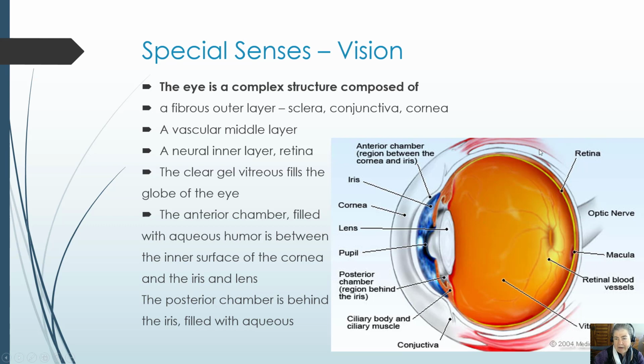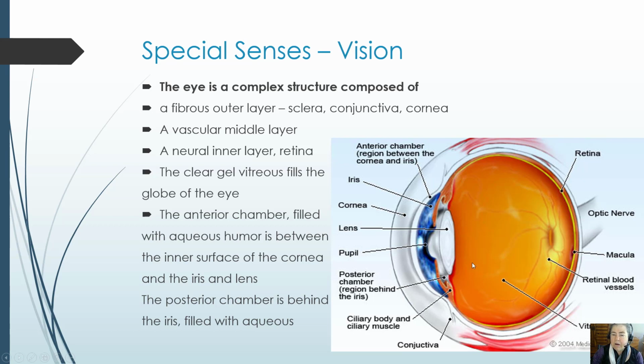There is a middle layer, which is vascular and contains tons and tons of blood vessels, along with connective tissue. And then the innermost layer of much of the eye is a neural layer called the retina. We will talk more about the retina and its layers and the kinds of neurons in it as we move through this lecture. There's a clear gel that fills the globe that's called the vitreous.